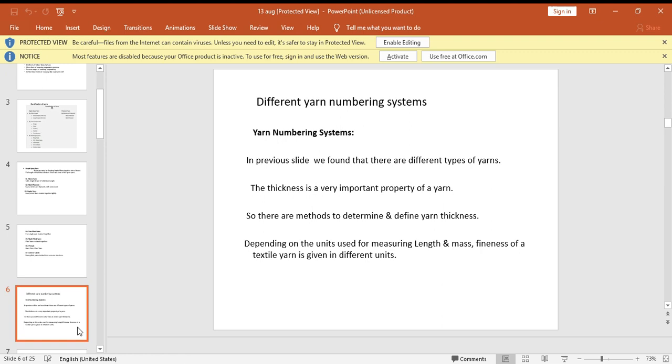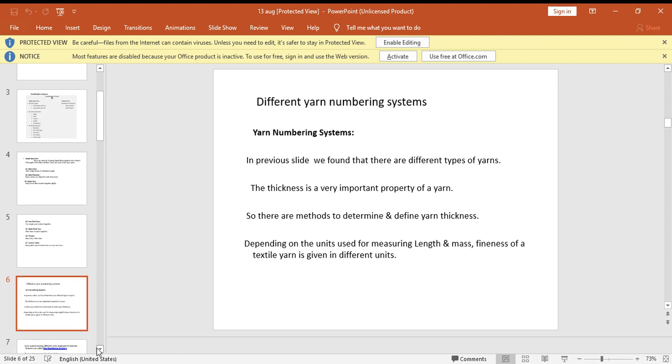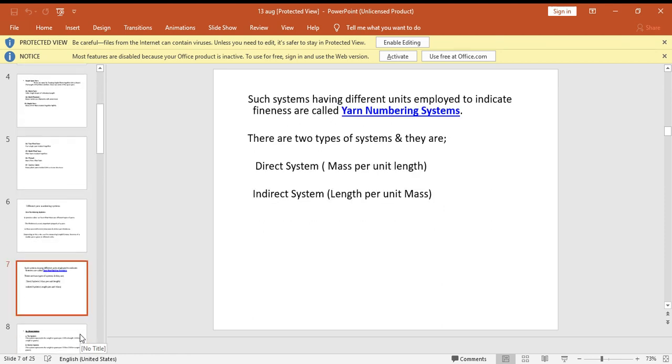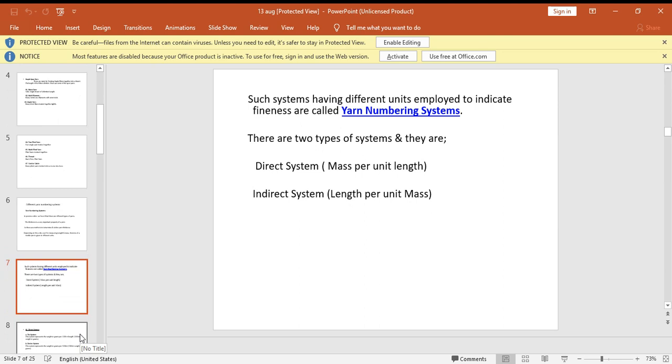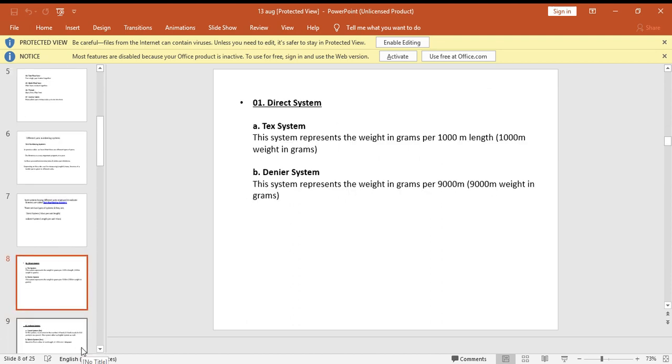In the previous slide, we found that there are different types of yarns. So thickness is a very important property of the yarn. So these are the methods to determine or define yarn thickness or yarn fineness, and the yarn numbering system is employed to indicate fineness of the yarn. There are two types: direct system and indirect system. Direct system is mass per unit length. Indirect system is length per unit mass.